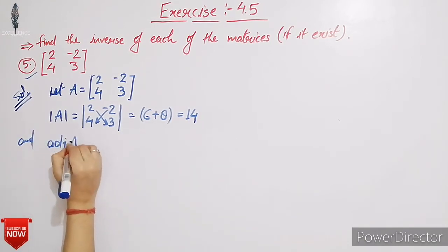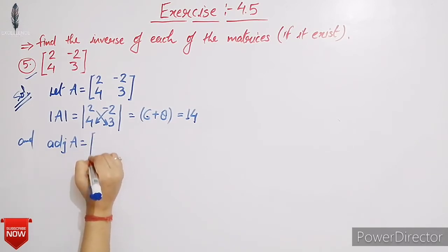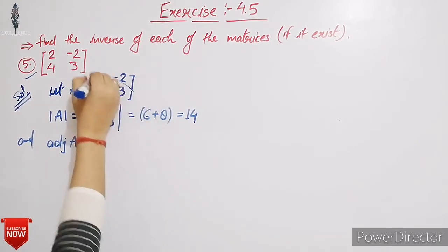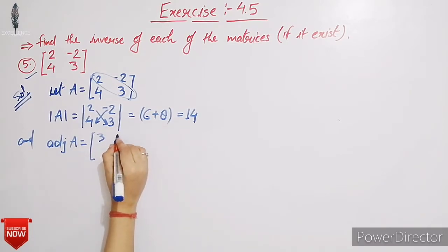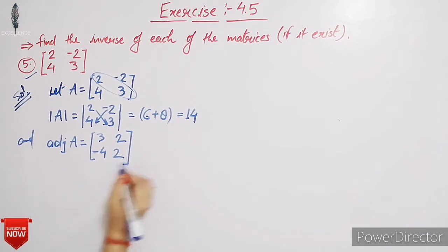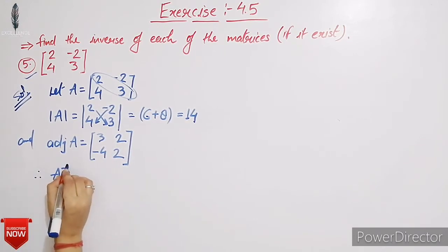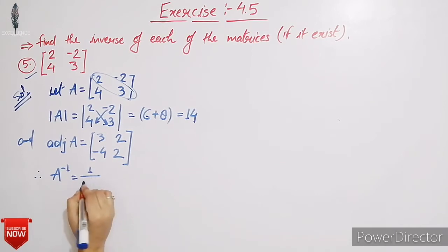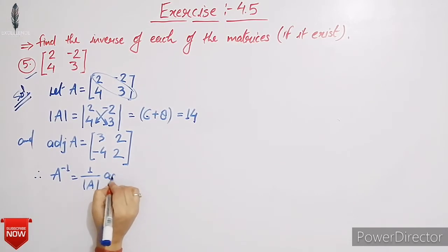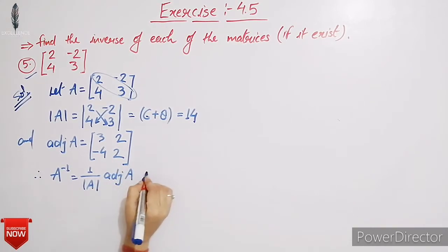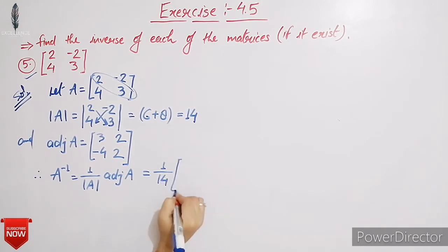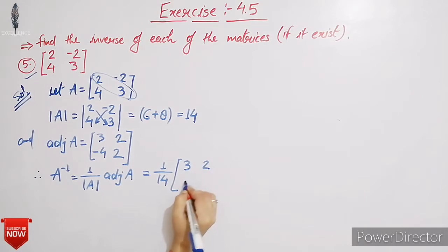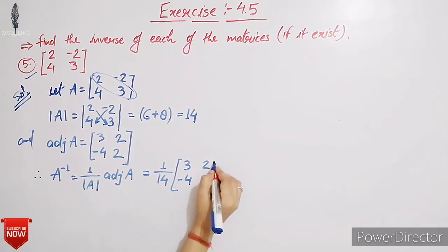And its adjoint we can find easily by using the trick. Here the elements interchange, so it is 3 and 2. And here the sign changes, so it is 2 and -4. This is the adjoint of A. So A inverse is equal to 1 by determinant of A into adjoint A, that is equal to 1 by 14 into [3, 2; -4, 2].